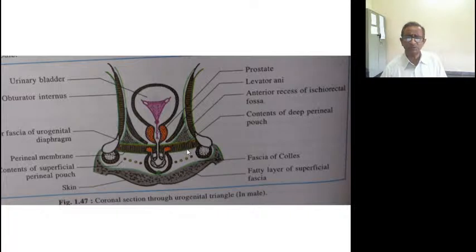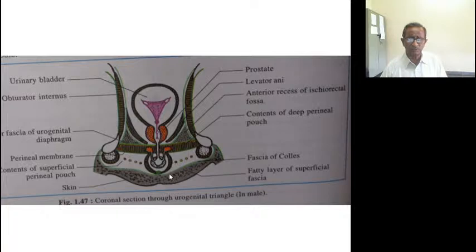of the deep perineal pouch, then the superior fascia of the urogenital diaphragm, and then superior relations of the urogenital diaphragm, we are having the prostate, the urethra, then the fibers of the levator ani, and anterior recess of the ischiorectal fossa. These things are the superior relations of this urogenital diaphragm or deep perineal pouch.